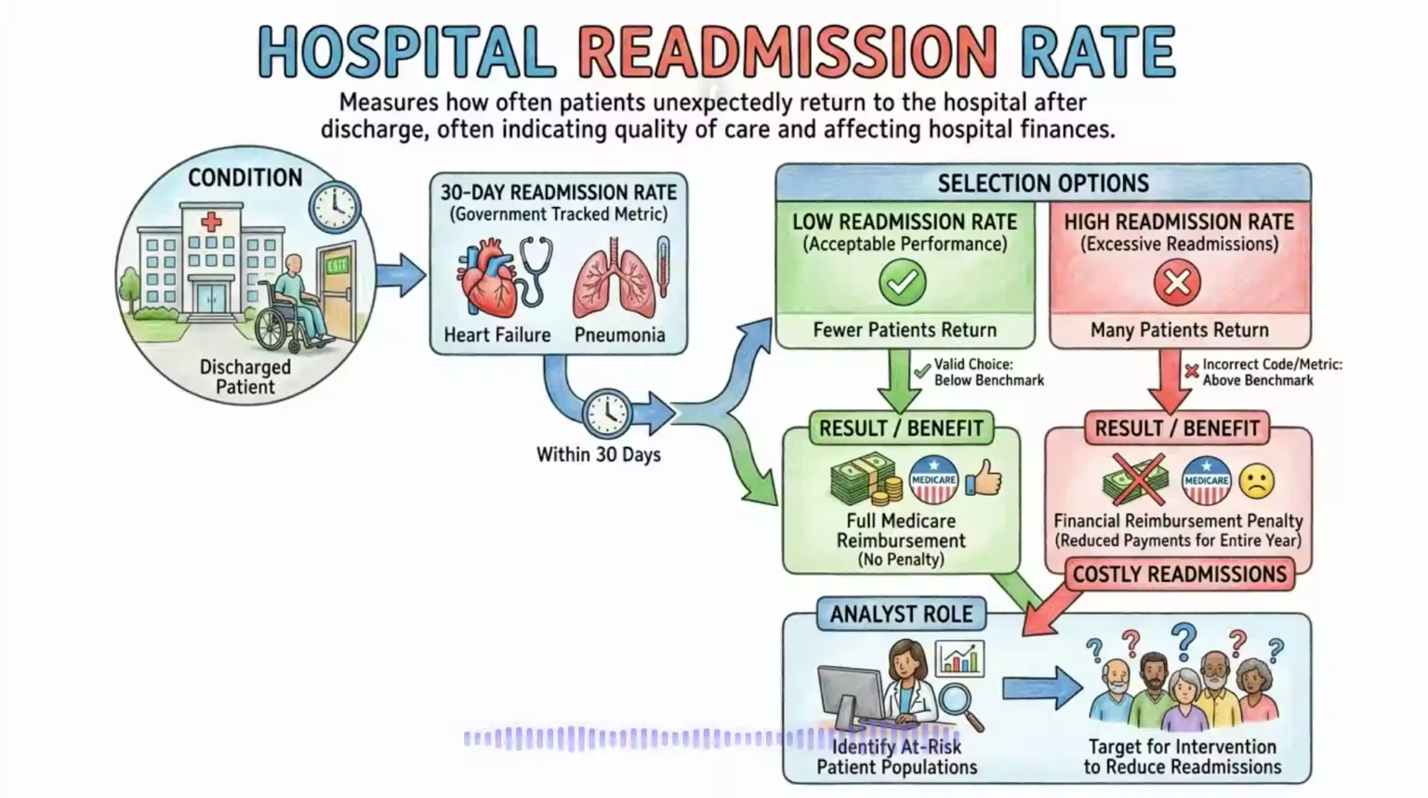Another massive metric you must know is the hospital readmission rate, which measures how often discharged patients unexpectedly return to the hospital. Specifically, the government closely tracks the 30-day readmission rate for conditions like heart failure and pneumonia. If a hospital's 30-day readmission rate is too high, Medicare will actually penalize the facility by reducing their financial reimbursements for the entire year. As an analyst, you will frequently be asked to identify which specific patient populations are most at risk for these costly readmissions.